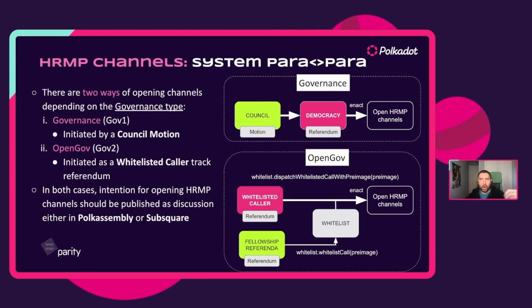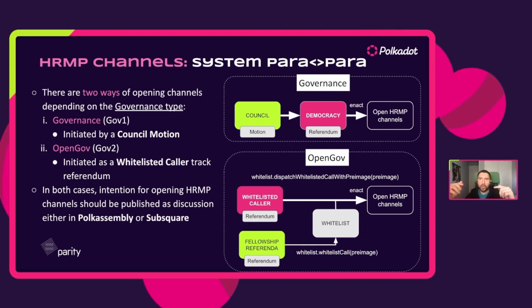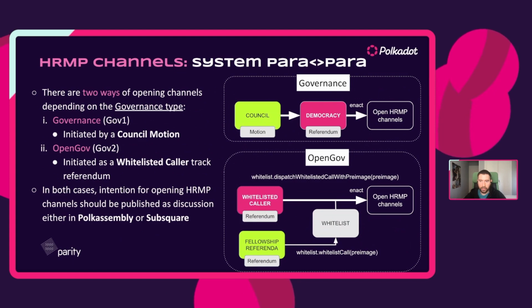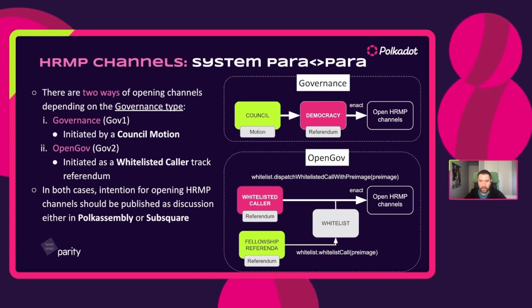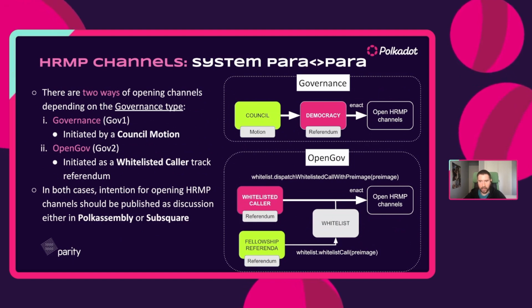What's the goal of this fellowship referendum? The goal is to whitelist the call, the pre-image that is coming from the whitelisted caller. This is done to upgrade the origin of the track from whitelisted to root. So as soon as the whitelisted caller referendum finishes, and the fellowship referendum has finished and whitelisted the pre-image, it will succeed.